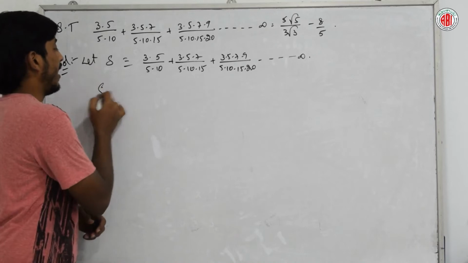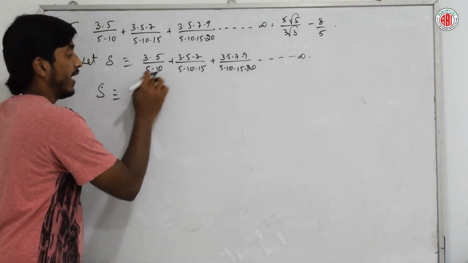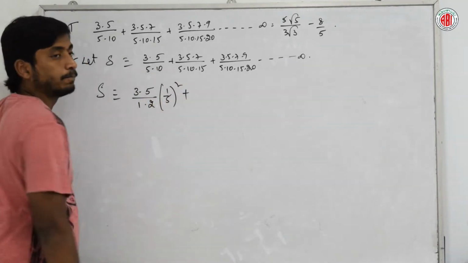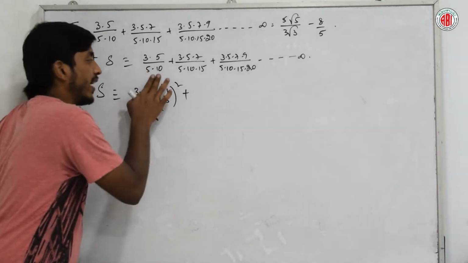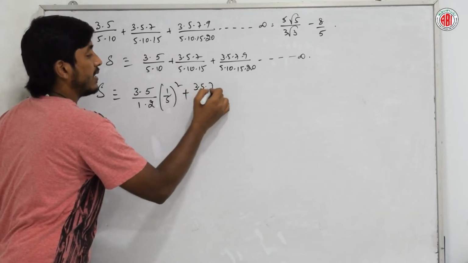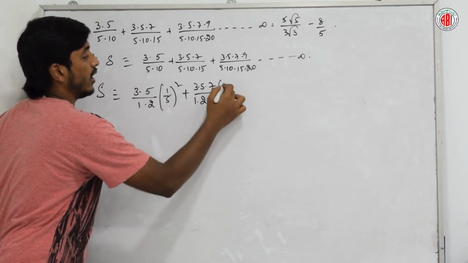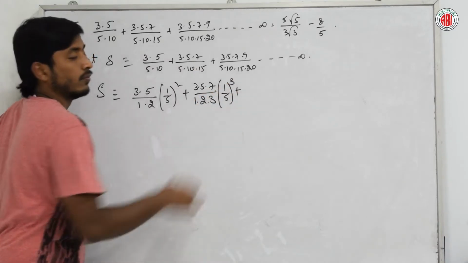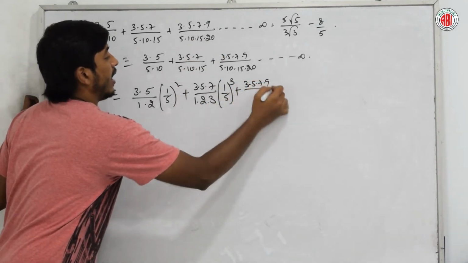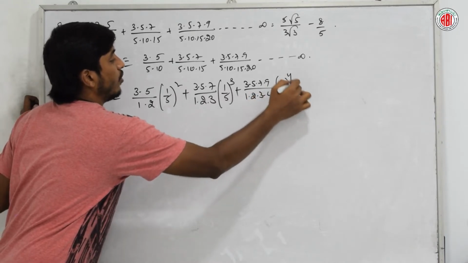I already told we'll have something common in the numerator. 3, 5 is fixed. Here 5, 10 we will write as 1 into 2 into 1 by 5 whole square, since we have two 5's here, we will write as whole square. Here 3, 5, 7 by 1, 2, 3 into 1 by 5 whole cube. Here 3, 5, 7, 9 by 1, 2, 3, 4 into 1 by 5 whole power 4 and so on up to infinity.